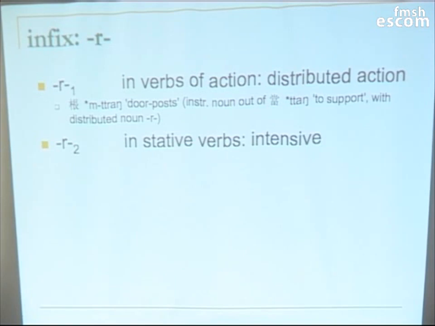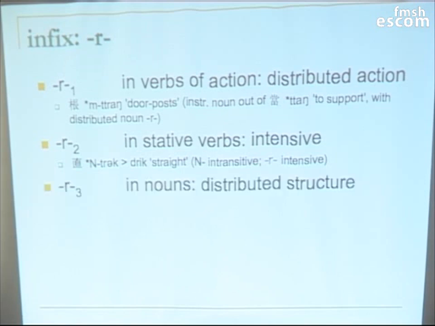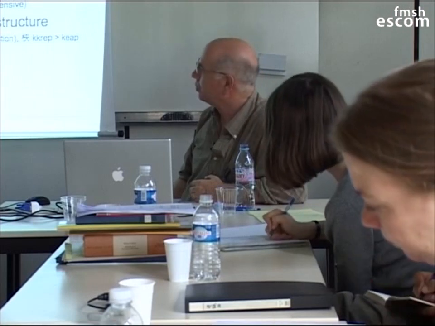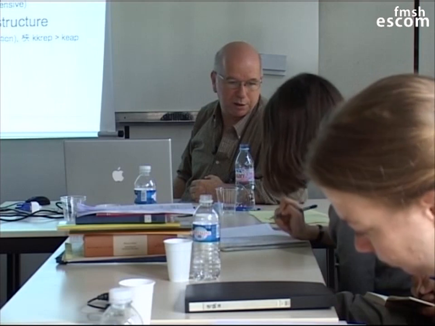In stative verbs, it confers an intensive meaning to the stative verb. For instance, truck, straight. And in nouns, we believe it's distributed structure. In fact, this doorpost example was an example of R3, I'm sorry. And another example is tweezers, chopsticks, with the R multiple object, which I gave you a moment ago. I'm sorry, I haven't given examples of R1. I don't have one that comes to mind right away, so perhaps I'll tell you about it tomorrow.